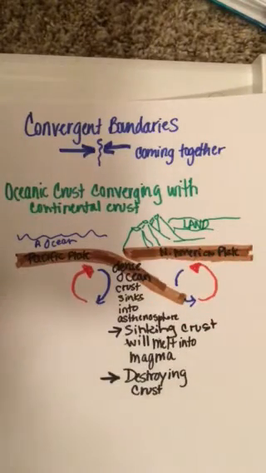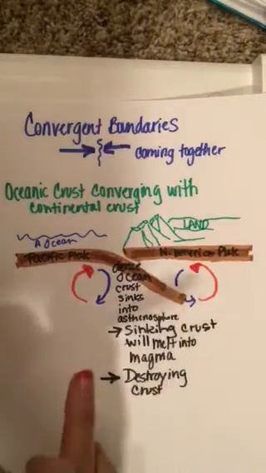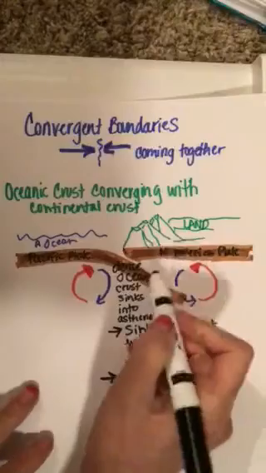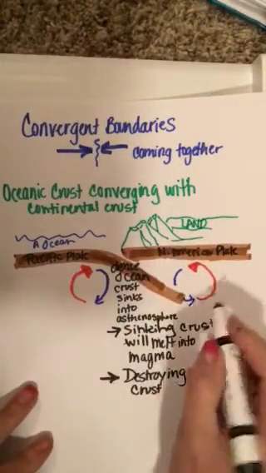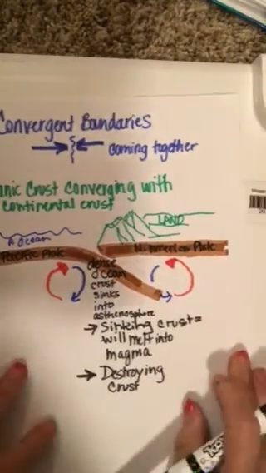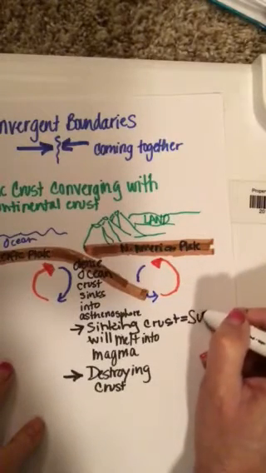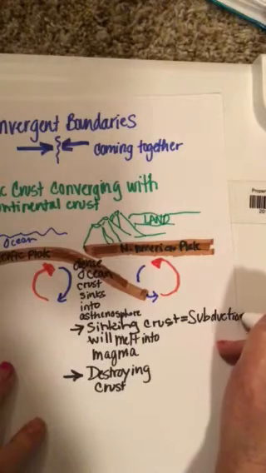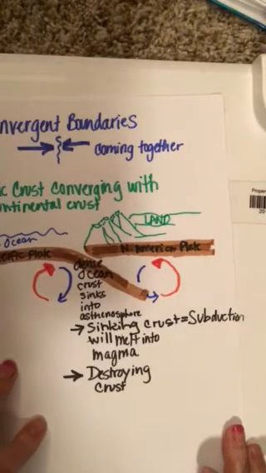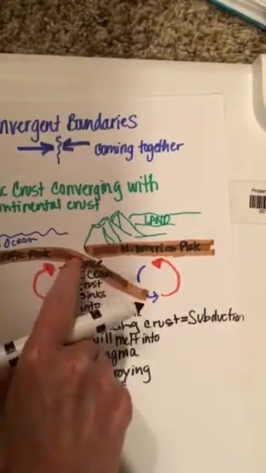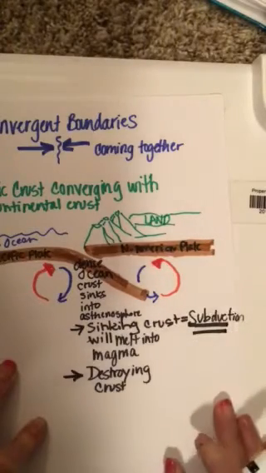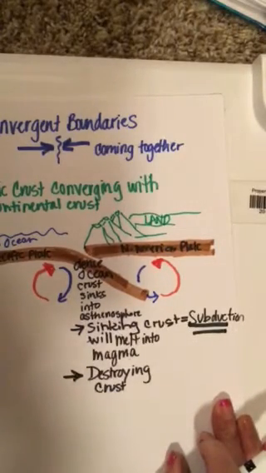And by the way, as scientists, we also have a name for when one plate dives beneath another. This motion of sinking crust is called subduction. Subduction, okay? So subduction is when one crust is denser and goes under another. That's called subduction. And you do need to know that term, so make sure you note that down.